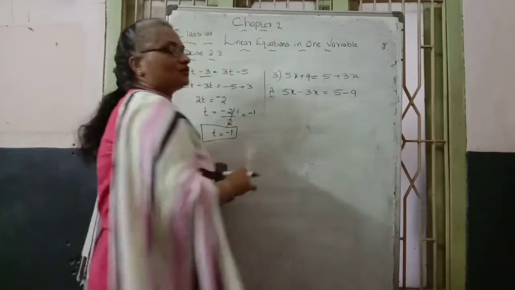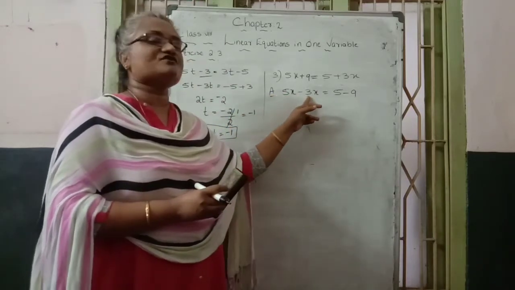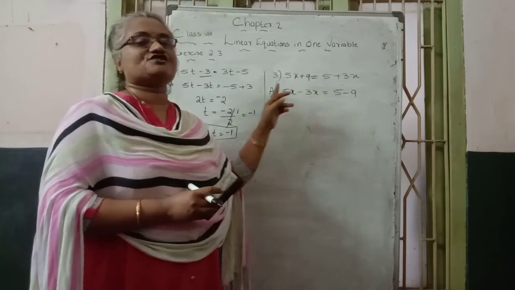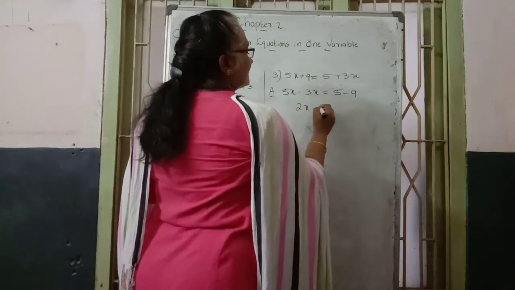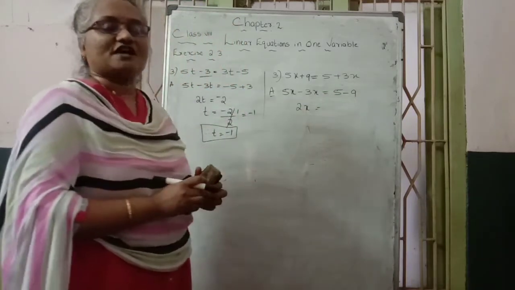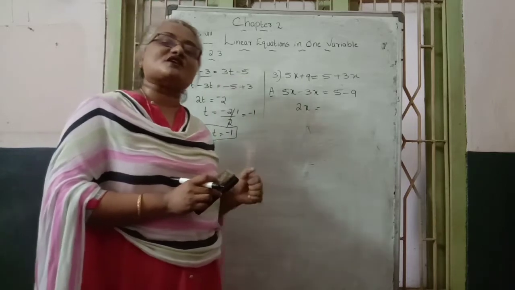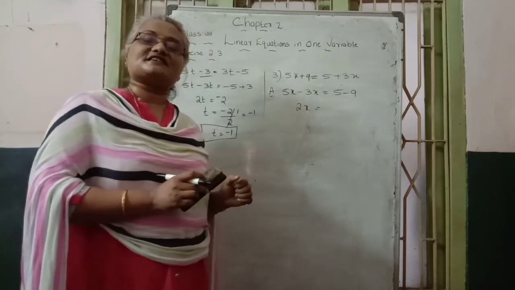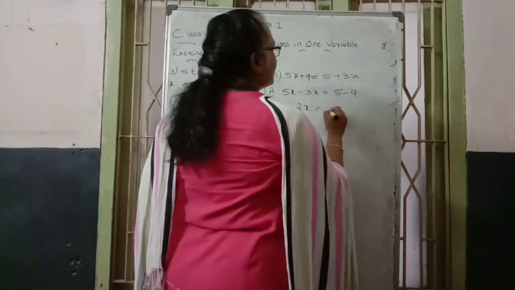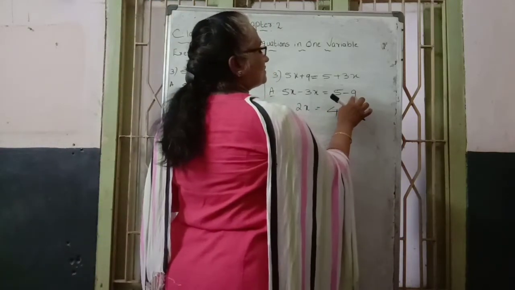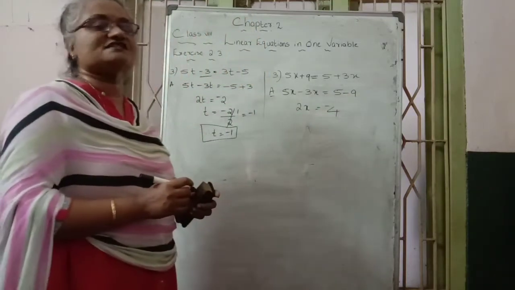Then calculate the coefficients of the x terms. Here the coefficient is 5, and here the coefficient is 3. Which operation? Minus. So 5 minus 3 becomes how much? 2x. On the right side, 5 is a positive integer and 9 is a negative integer. Opposite side means what do we want to do? Subtract and put the sign of the bigger number. So 9 minus 5 becomes how much? 4. Which is the bigger number? 9 is the bigger number, and its sign is minus. That's why the answer becomes minus 4.